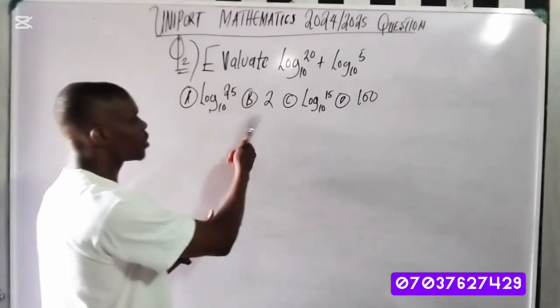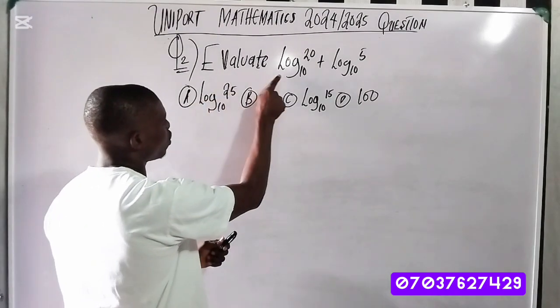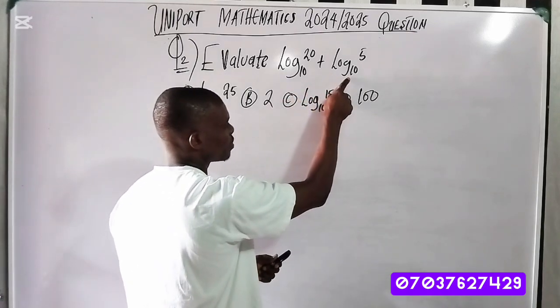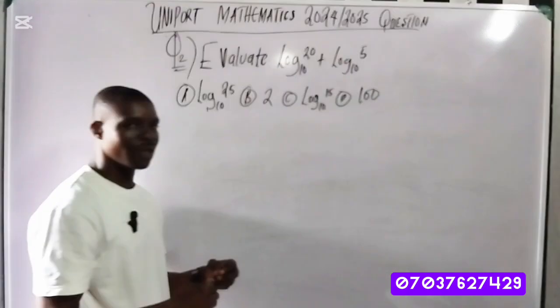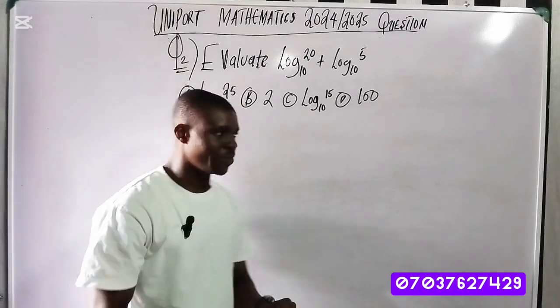Now let's solve this question. If you know that you can answer it, leave your answer in the comment section. Evaluate log base 10 of 20 plus log base 10 of 5. So what is the answer? Is it A, B, C, or D? Leave your answer in the comment section.